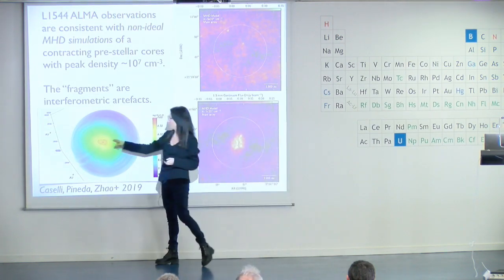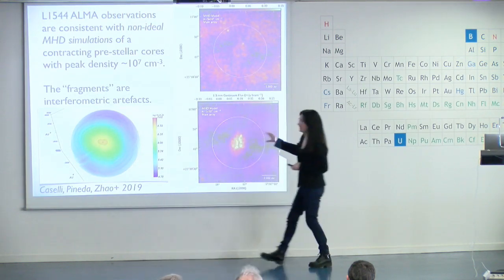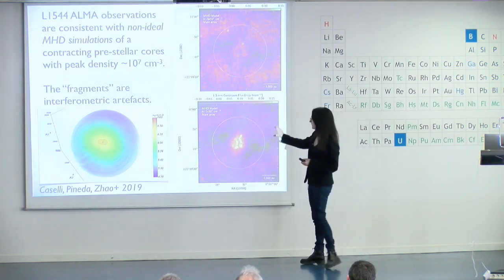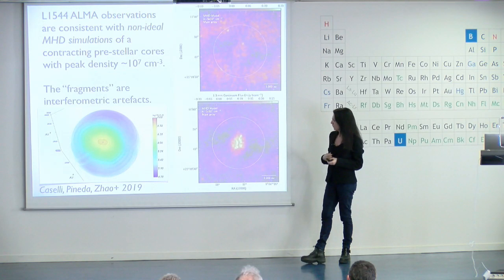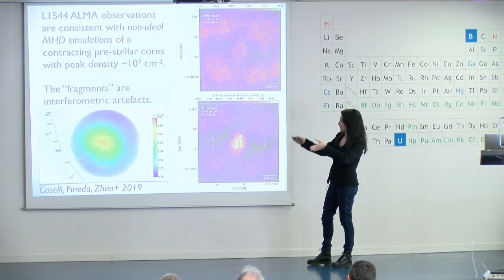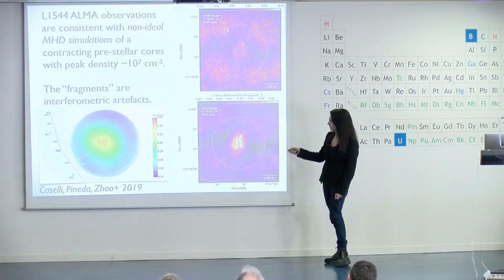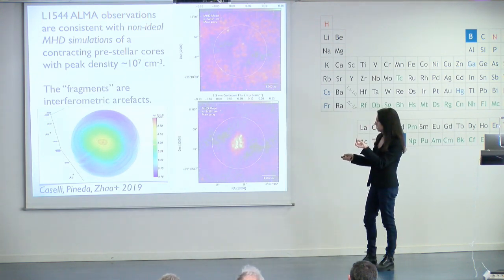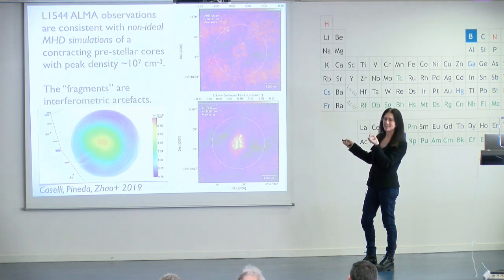But in our case, we took this one for the specific slide. I also have the hydrodynamics, but I just want to focus on this, because this gives the best results. So with the non-ideal magnetohydrodynamics, starting with these relatively diffuse clouds and contracting, arriving at a peak density of 10 to the 7 per cubic centimeter, we have this simulated observation of the cloud. Now, we also stopped the simulation a little bit before, at 5 times 10 to the 6 per cubic centimeter peak density, and you don't see anything.